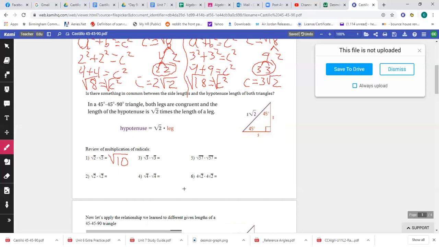Okay, let's look at number 2. If I have root 2 times root 2, I know this is root 4. However, I know root 4 is just equal to 2.